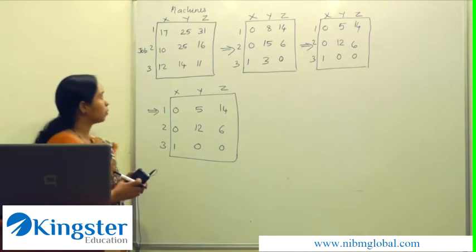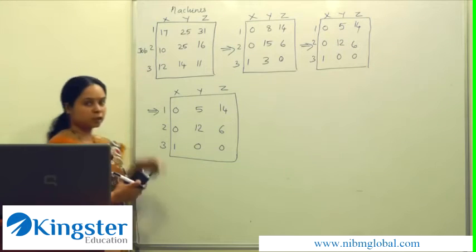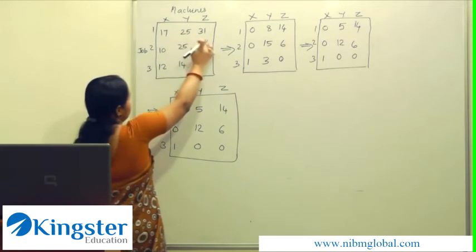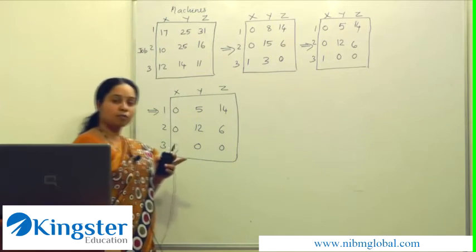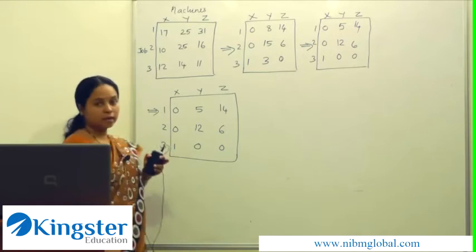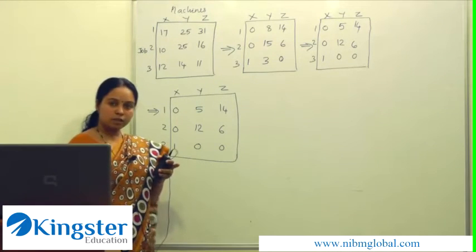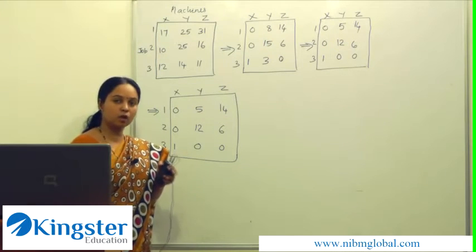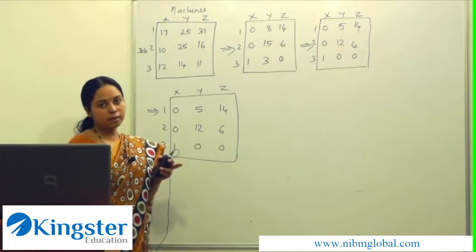Consider the third problem. There are 3 jobs to perform and there are 3 machines to perform the jobs. These entries 17, 25, 31, etc. up to 11 are the times of performing the jobs by different machines. Our objective is to find an assignment schedule which will minimize the total time of completing all these jobs by these 3 machines.